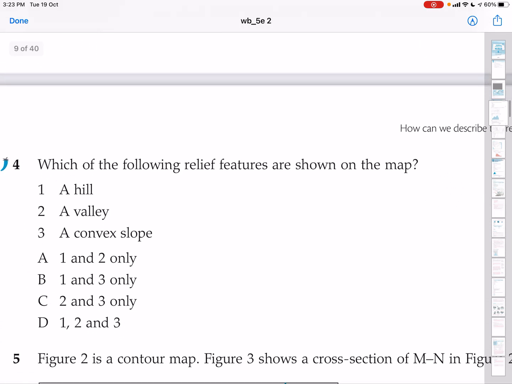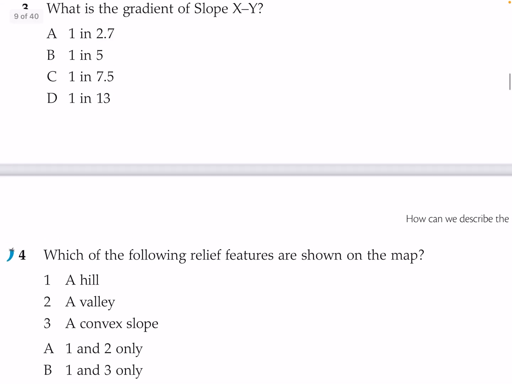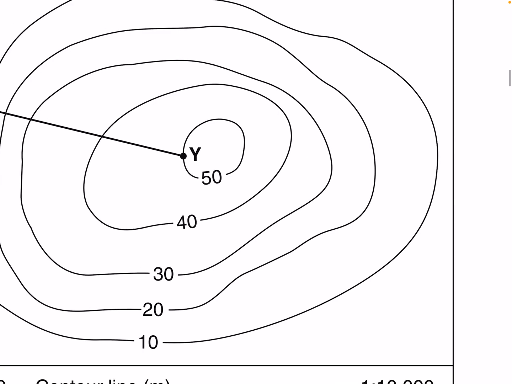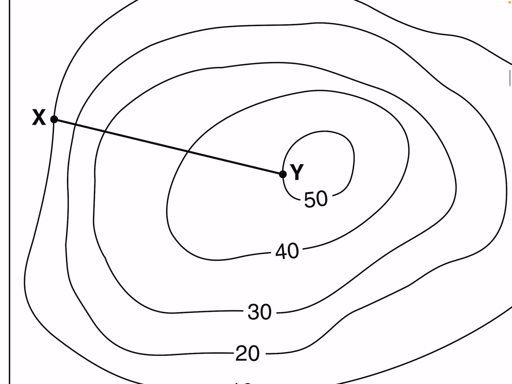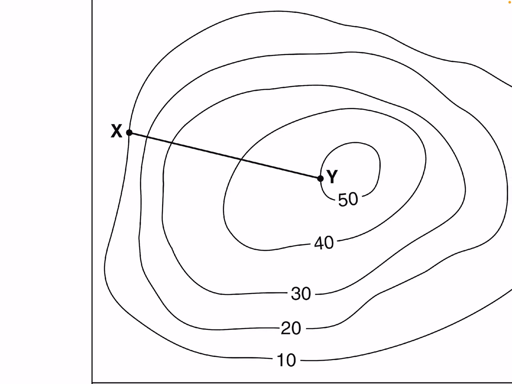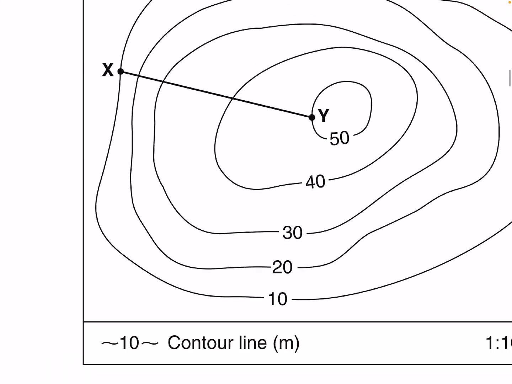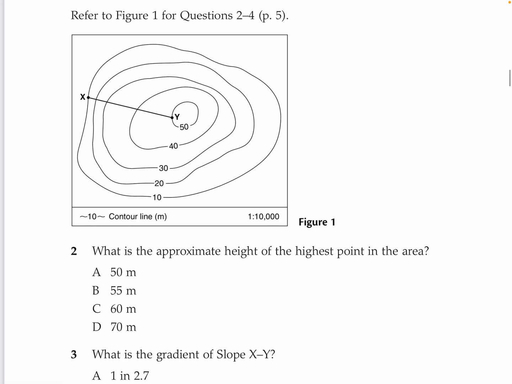Which of the following are the reliefs shown in the map? A hill definitely, but you cannot see a valley. But how can you see a convex slope? A convex slope has a gentle gradient at the very beginning. From the peak to the lower area it is gentle, but it becomes steeper and steeper going between 30 meters and 10 meters. So you can see it is a convex slope.